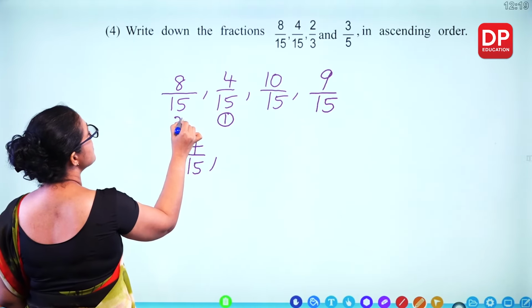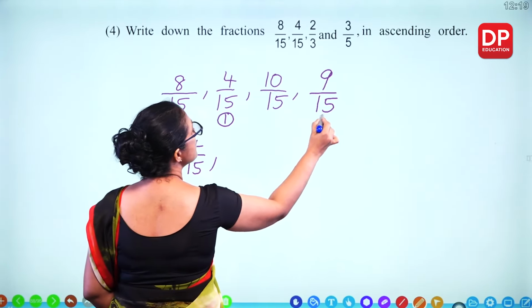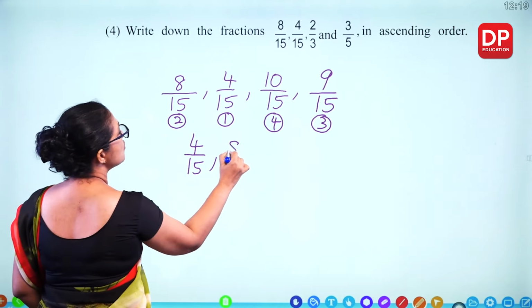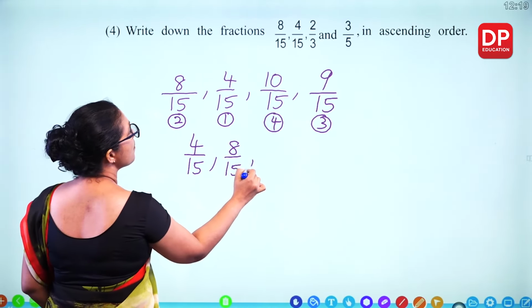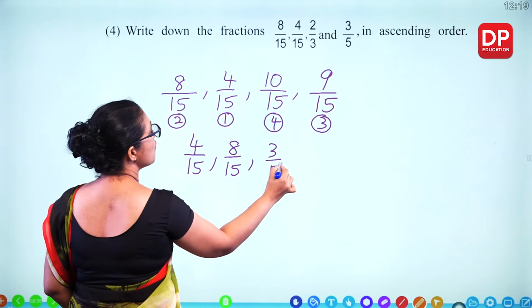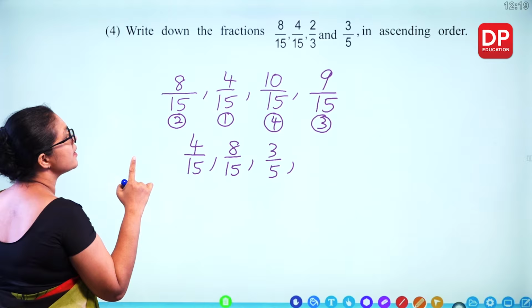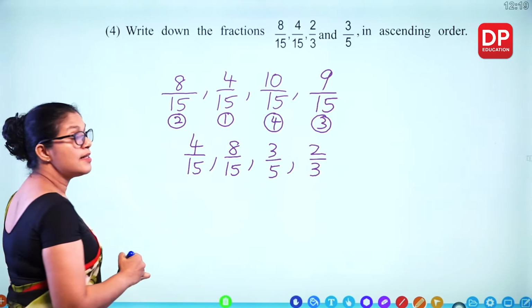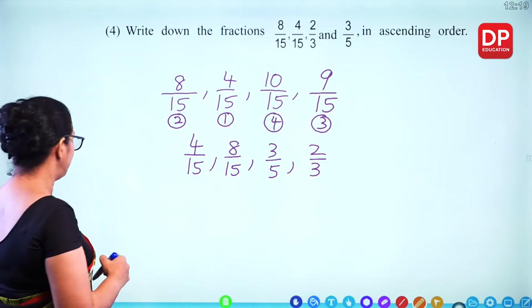Then 8. This is second one. 9 is third one. This is fourth. So second is 8 over 15. Then third is 9 over 15, same as 3 over 5. Then fourth one, 10 over 15, is same as 2/3. So this is in ascending order.